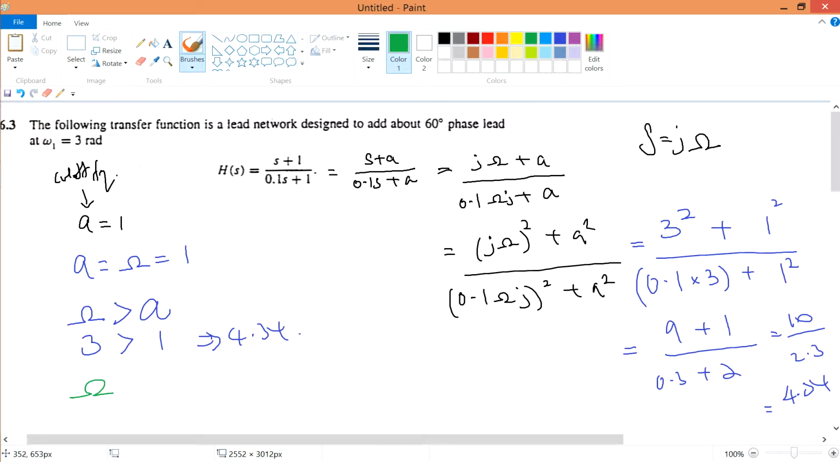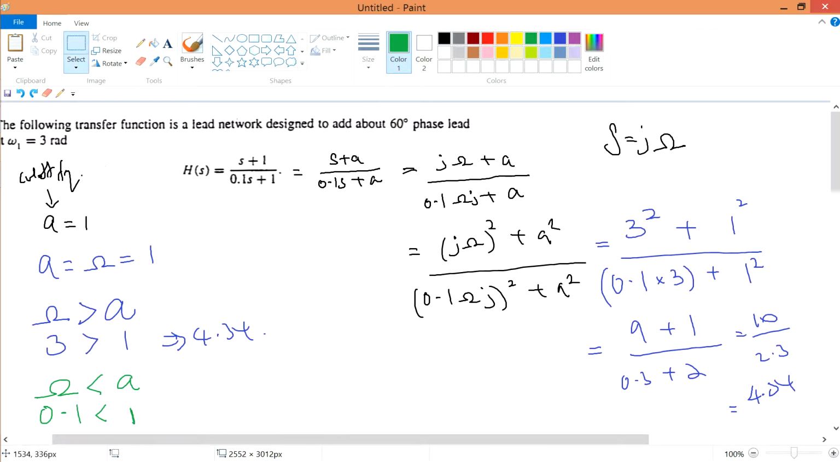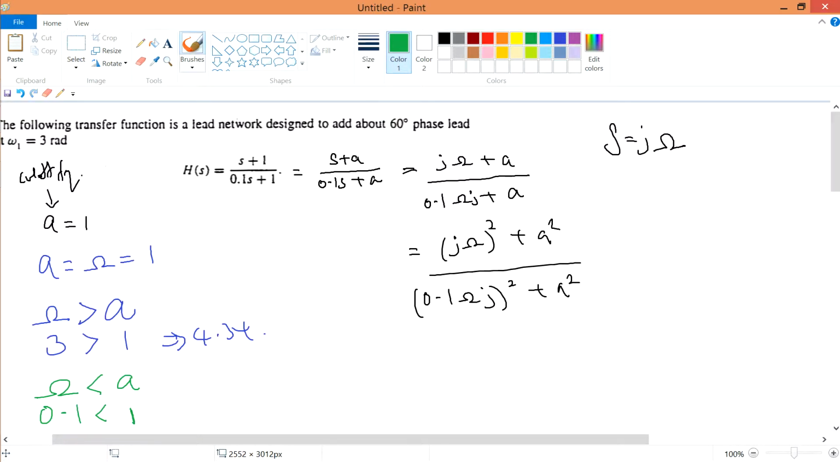Okay, now if I change the color, maybe to green. If it happens that my omega is smaller than a, such that a is 1 and my omega is perhaps 0.1, which is smaller than a, what will I have? I'll just remove this again and use the same formula. My omega in this case is 0.1, right? So I will have 0.1 squared plus a equals 1, so just 1 squared, divided by 0.1 times 0.1, because my omega is 0.1, my input frequency, so to speak.